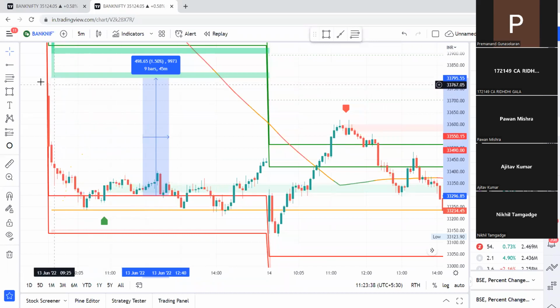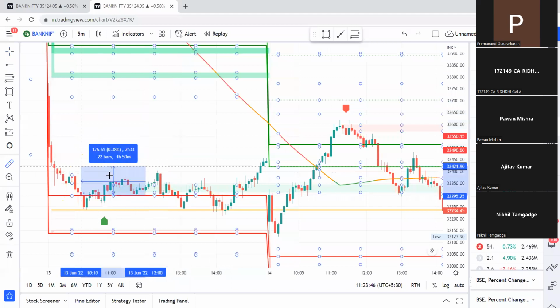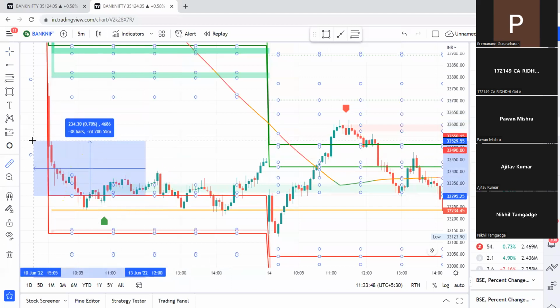As this is a bigger candle formed, I'll be changing my profit from here to the second line itself. This is my profit for the day. I'll be booking my profit around this area, 234 points. If it comes to that area, I'll be booking a profit. Otherwise, I'll be waiting till the end of the day. Getting the point?